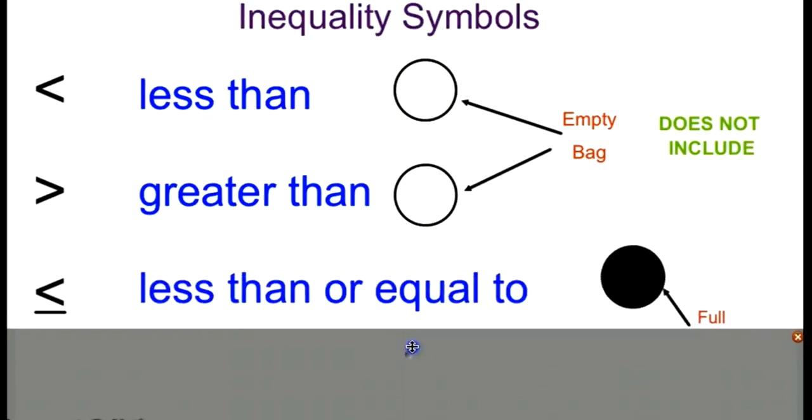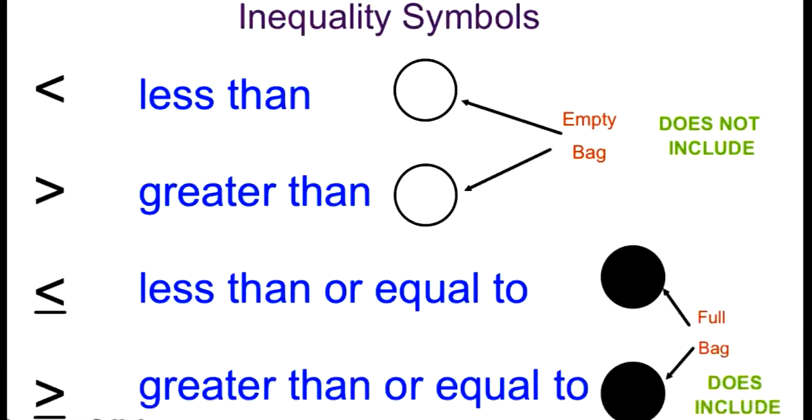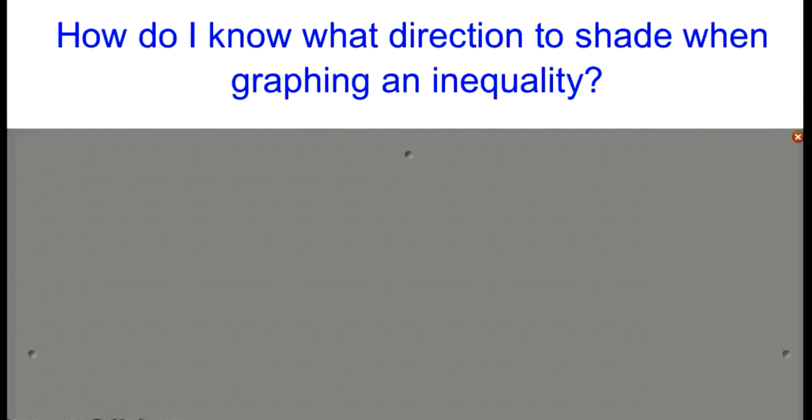Then you're going to have less than or equal to along with greater than or equal to. These two inequality symbols have a closed dark circle, and that represents our full bag, or it does include. So when I don't have groceries in my bag, it is empty, and when I do have groceries in my bag, it is full. So I have a non-shaded and shaded in circle based on my inequality symbols on the left. All right, so how do I know what direction to shade when graphing an inequality?